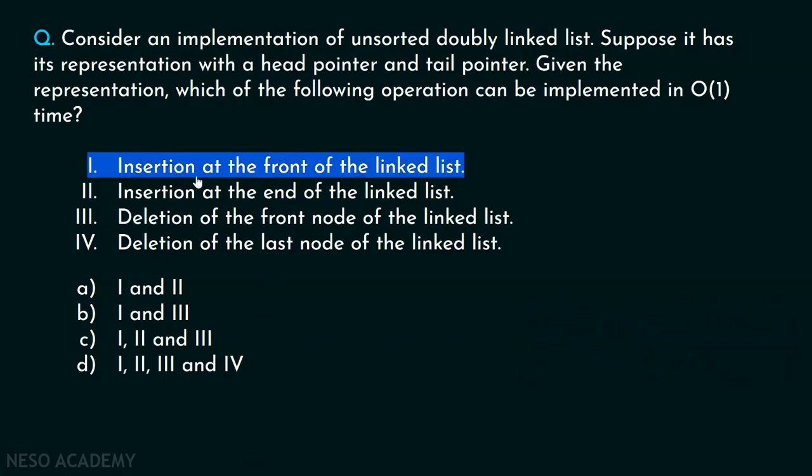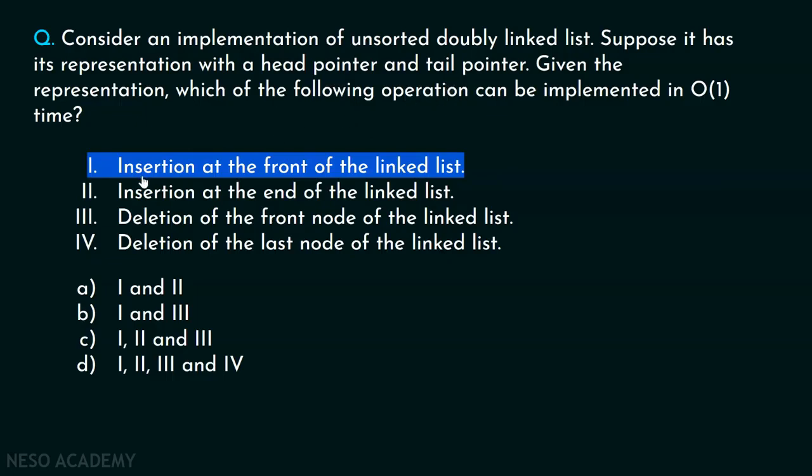Let's consider the first option, that is insertion at the front of the linked list. Please note that we are talking about an unsorted doubly linked list which has a head pointer and a tail pointer. Okay, so we have two pointers, head pointer and tail pointer. One pointer, that is head pointer, is pointing to the first node of the list and tail pointer is pointing to the last node of the list. So this must be noted.